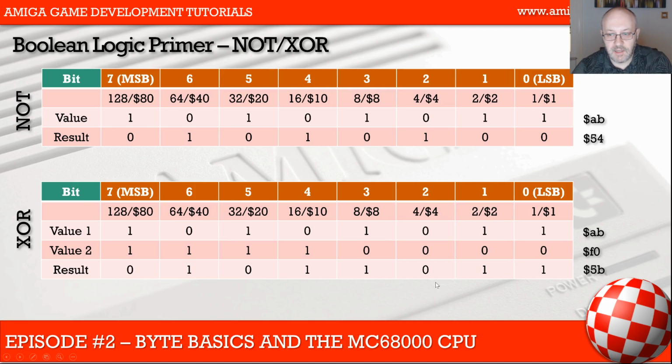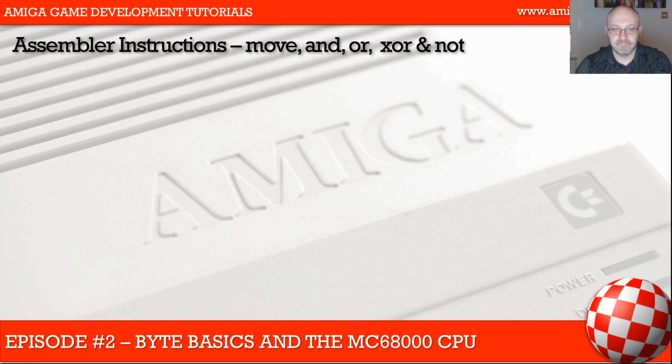So just to calculate these up, we calculate 1 plus 2 plus 8, which is 11. 11 in hexadecimal is B, and on the upper nibble we've got bit 1, which is a 1, and bit 4, which is a 4, so that's 5B. Okay, hope that wasn't too taxing. Assembly instructions: move, AND, OR, XOR, and NOT.